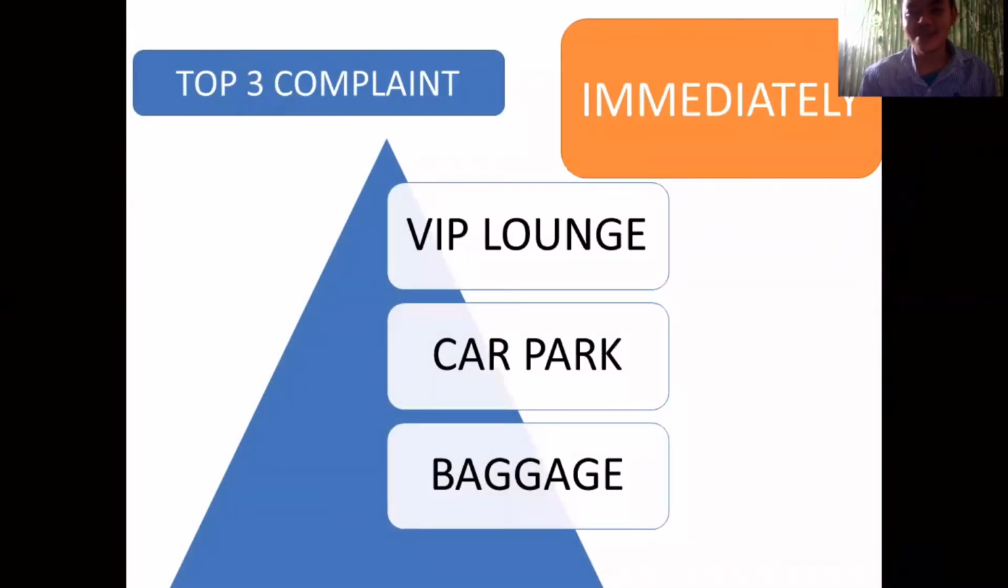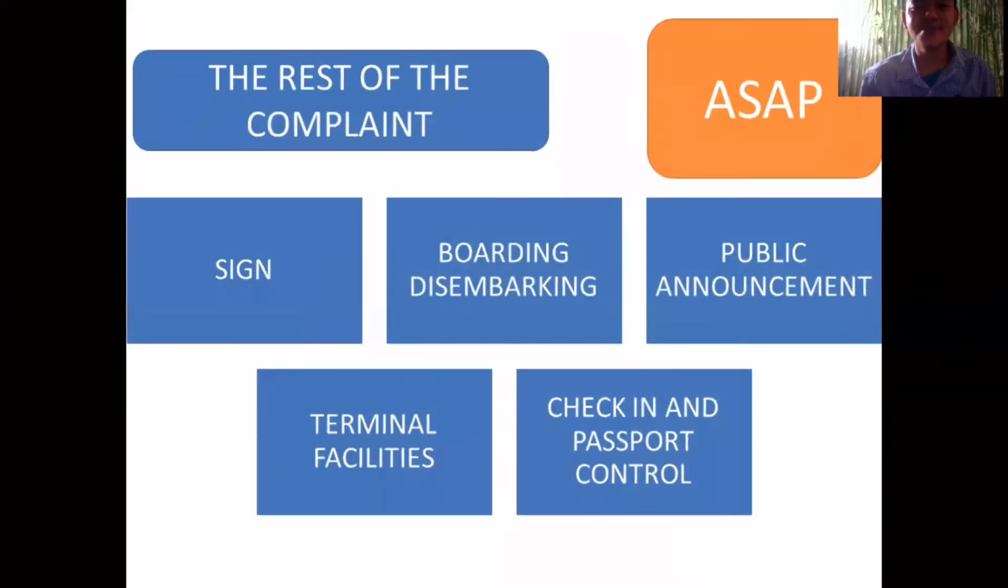After analyzing the complaints, we found the top 3 complaints that we need to solve immediately, as they are urgent. The first is the VIP lounge, and then the car park, then baggage. The rest of the complaints we might handle as soon as possible, or they might be delayed for some time, like signs, boarding and disembarking, public announcements, terminal facilities, check-in and passport control.